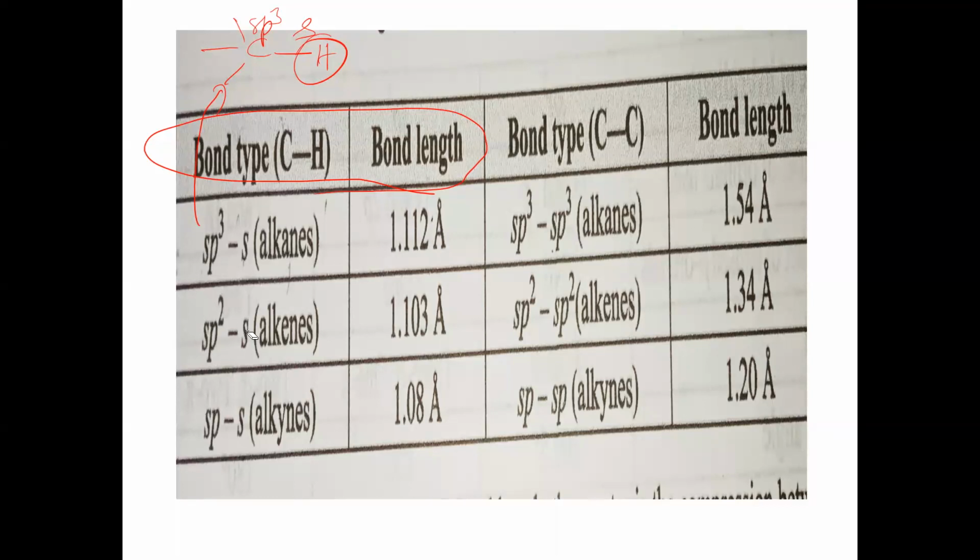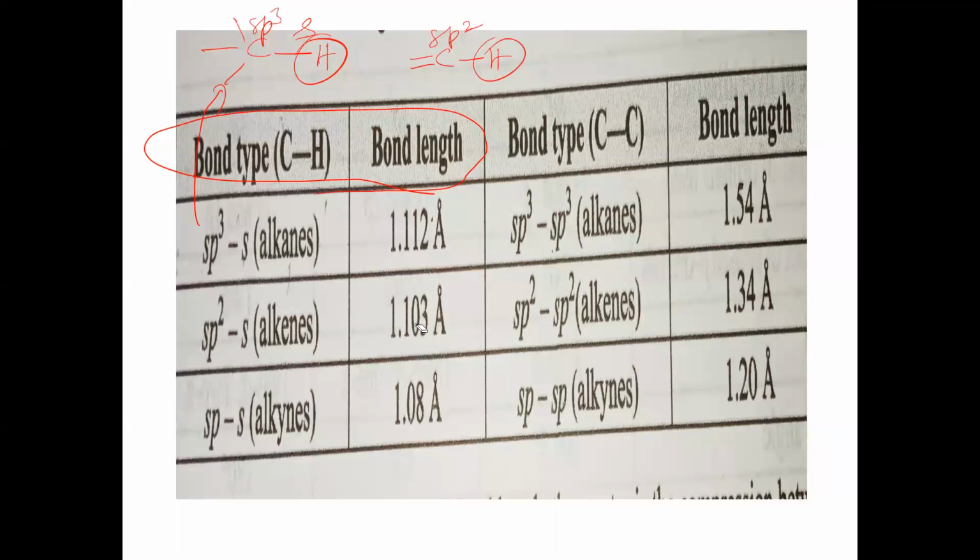sp2 carbon versus hydrogen: suppose you take a double bonded carbon bonded to hydrogen. This is sp2 carbon versus hydrogen. What will the bond length be?